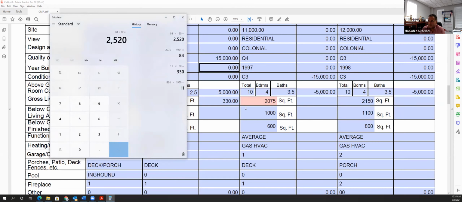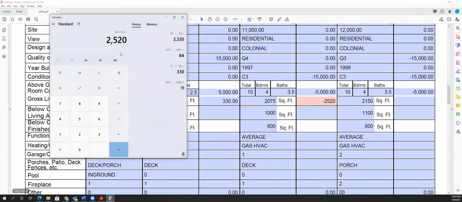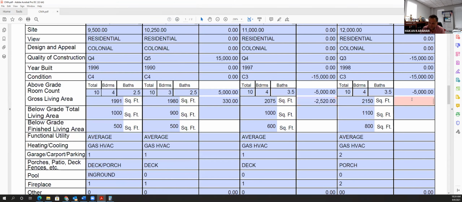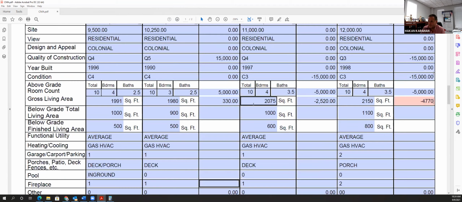Now, $2,520 deducted from our comp. And the other one is 2,150 minus 1,991 equals, times $30, enter 4,770. So minus 4,770. So now, as you can see on the bottom, the prices are changing dramatically because of certain adjustments that we are making here.